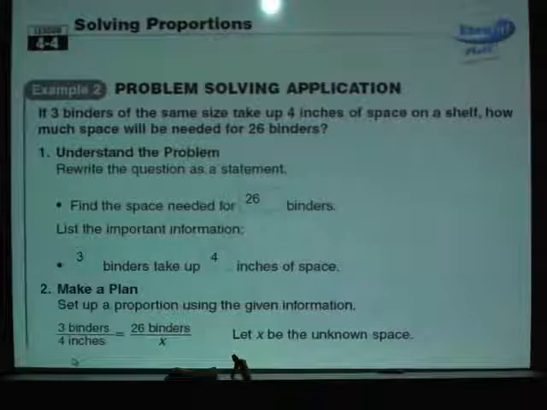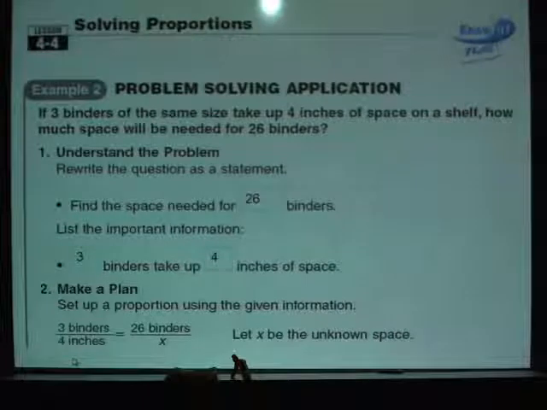Here's number 2. It says 3 binders of the same size take up 4 inches of space on a shelf. Then, instead, on that shelf, they're going to put 26 binders, and they want to know how much space those 26 binders are going to take up. So we're finding how much space we need for 26 binders. We know that 3 binders take up 4 inches of space.